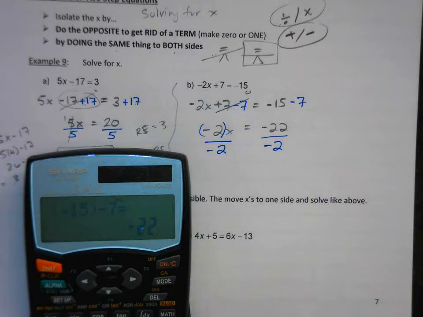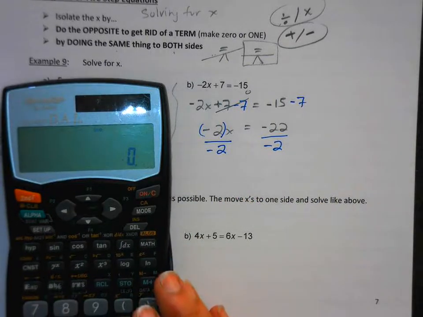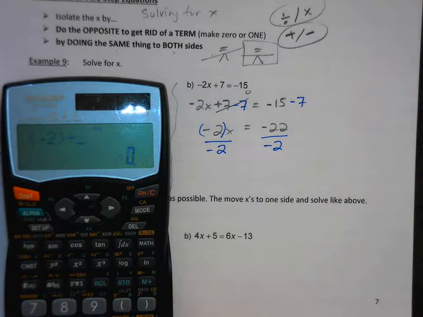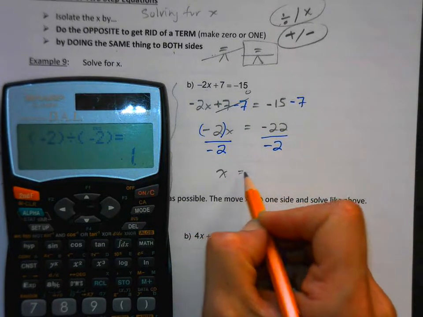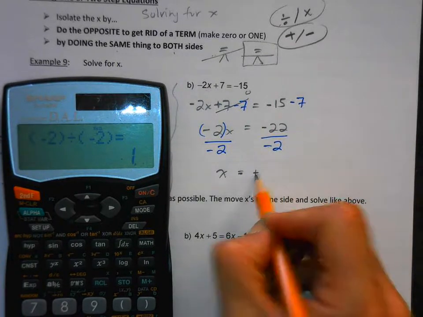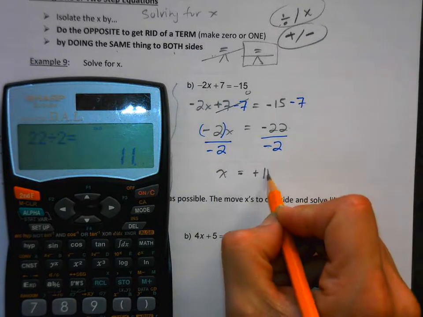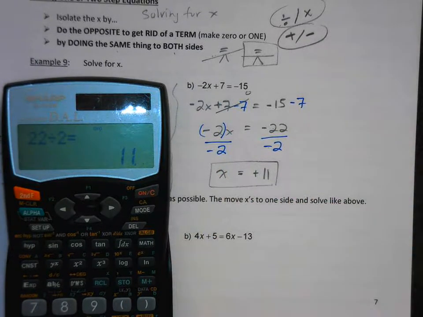So I'm going to do that on both sides, and negative 2 divided by negative 2 is 1, but if you want to double check, you can go ahead and do that, and you get a 1. And this side right here, negative divided by a negative is going to be plus, and 22 divided by 2 is 11. And there we go.